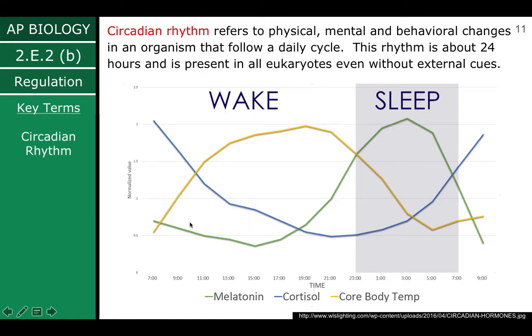So you can see here, if we look at this graph and interpret it, the increased amounts of melatonin are during our sleep. Our core body temperature is much higher when we are awake and drops back down when we sleep. Cortisol is high when we're in this waking up stage, but then low when we're in the going to sleep stage.